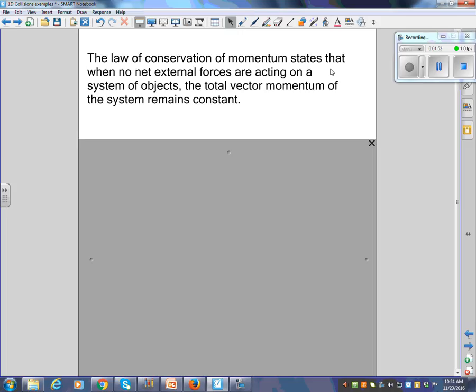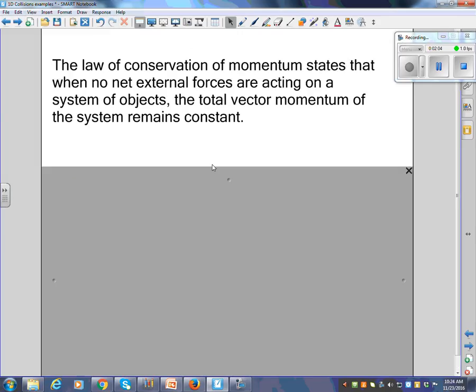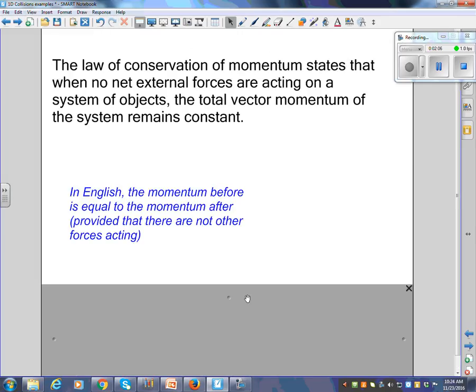When no net external forces are acting on a system, so there are no outside forces, the total vector momentum of the system remains constant. Now, what does that mean in English? The momentum before is equal to the momentum after, provided that there are no other forces acting. The momentum before is equal to the momentum after.